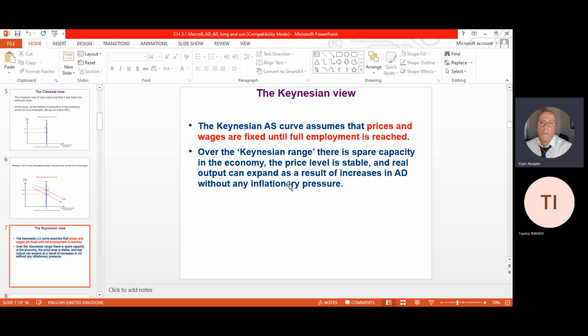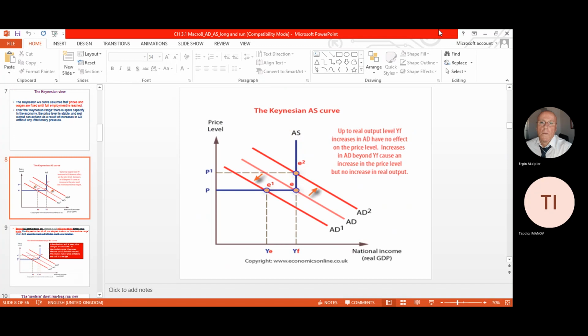From the Keynesian view, the Keynesian aggregate supply curve assumes that prices and wages are fixed until full employment is reached. Over the Keynesian range, there is spare capacity in the economy. The price level is stable and real output can expand as a result of increasing aggregate demand without inflationary pressure.